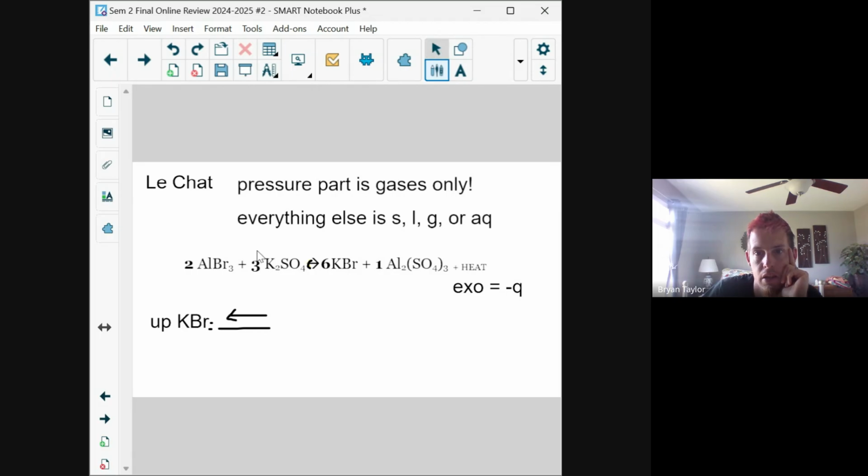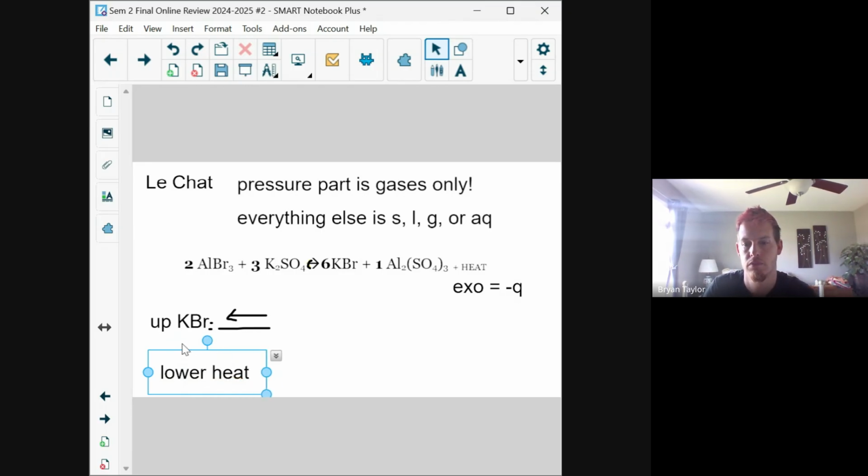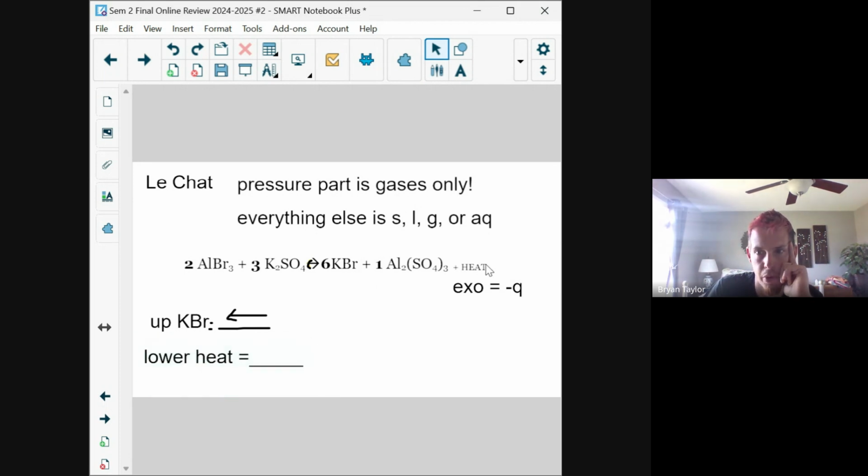If I say lower the heat, which is way over here, that means I'm getting too cold. I'm taking the energy away. I'm putting it in a freezer. That's not good. I need to heat it back up. I'm going to need to go forward to get the heat back up. Because again, wherever you point goes up.